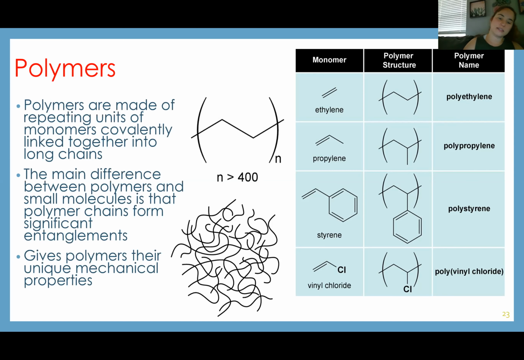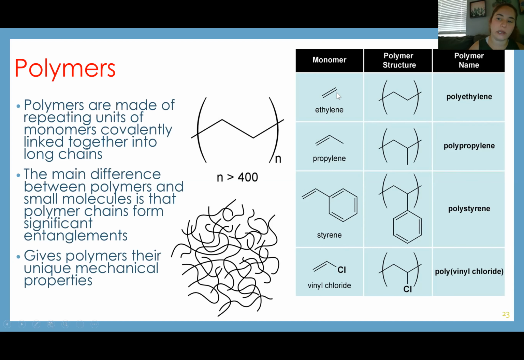Okay, so this last bit is just introducing the idea of polymers. There's usually a polymer question on the ACS exam, which you guys are not taking, but there will probably be one on your final exam. So polymers are made of repeating units of monomers. Monomer is just a term for an individual molecule that can be polymerized, covalently linked together into long chains.